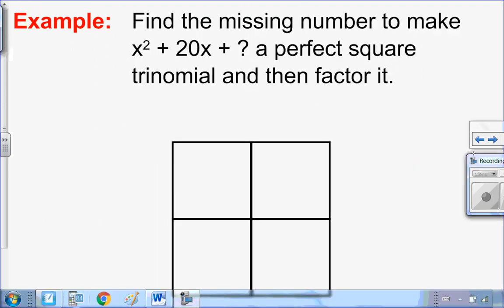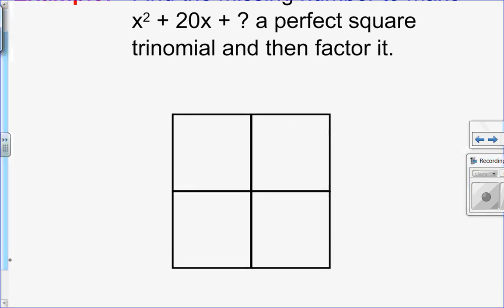Okay, let's try a question here with a little bit of a twist. So I have x squared plus 20x plus what would make it into a perfect square trinomial? So let's use x squared here. Now I know because it's a perfect square trinomial, I'm going to take 20x and divide it into 2 equal pieces. And I want to figure out what number goes here to make it a perfect square.